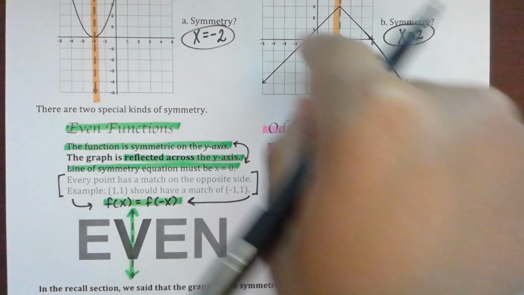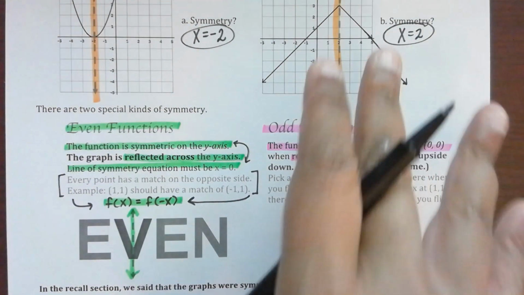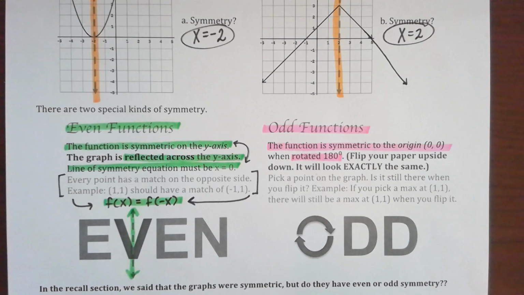This one, we don't have an example up here because these are both best represented with linear symmetry. So you'll see one in just a second. So pick a point on the graph. It is still there when you flip it. Example, if you pick a max at 1, 1, there will still be a max at 1, 1 when you flip it.